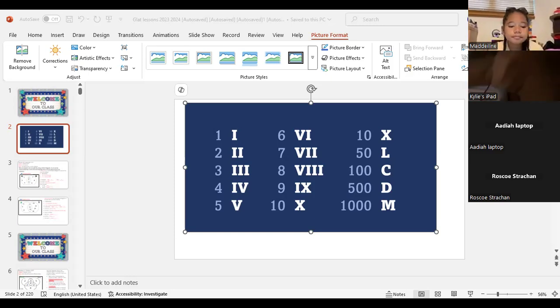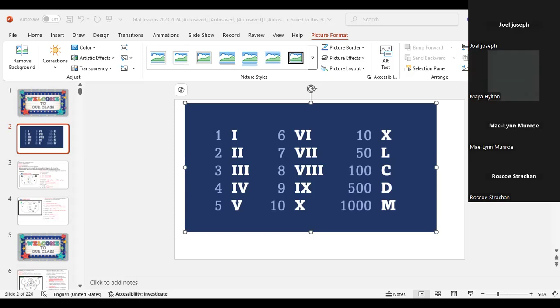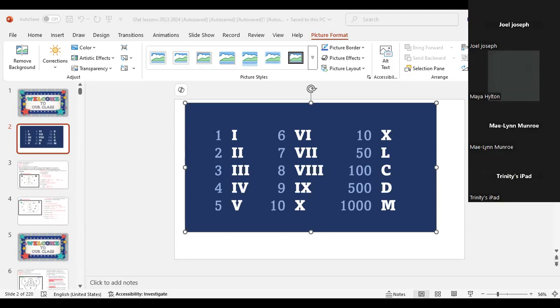Roscoe, what is your smart score? 62. You understand what you're doing, or are you confused? Because I see you just got that one wrong. Yes, sir. Good. I can see your hand is raised. What's happening? I'm understanding how the Roman numerals work now. I'm getting the questions right. That's good.